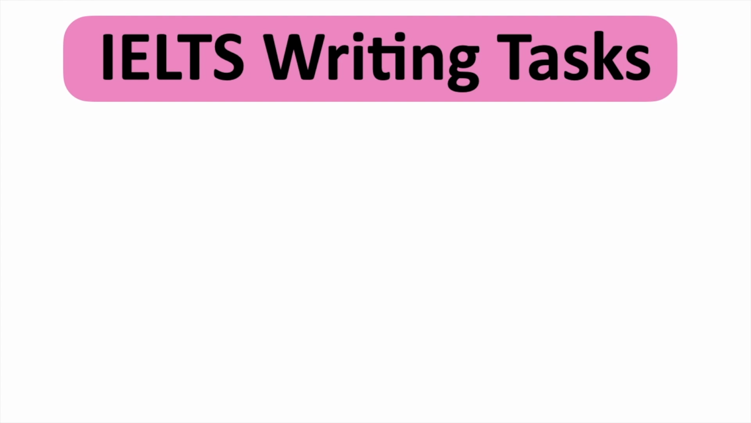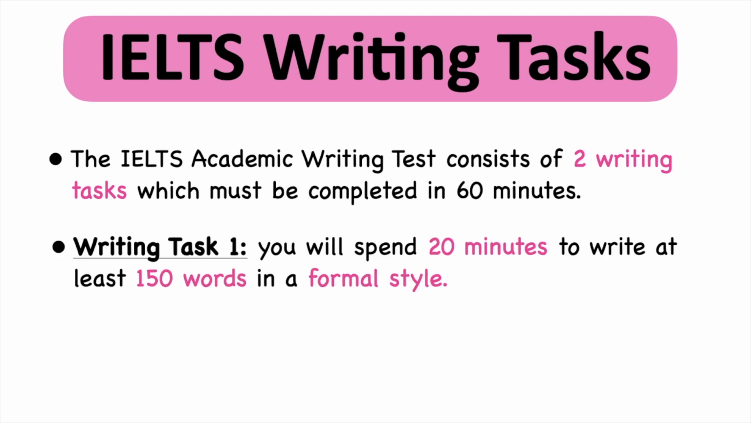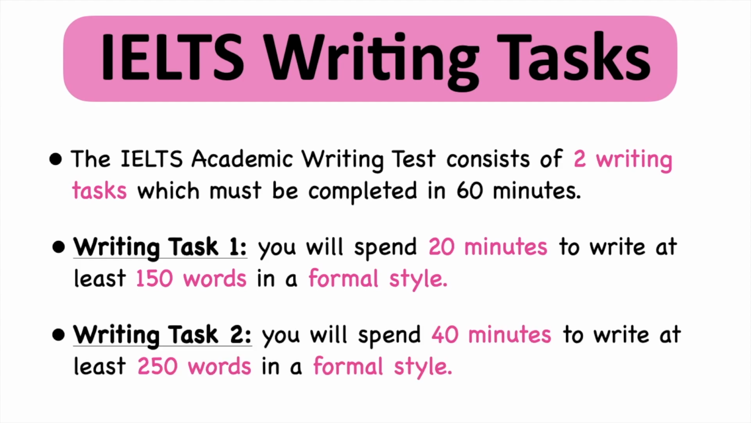IELTS Writing Tasks. The IELTS academic writing test consists of 2 writing tasks which must be completed in 60 minutes. For writing task 1, you will spend 20 minutes to write at least 150 words in a formal style. For writing task 2, you will spend 40 minutes to write at least 250 words in a formal style.